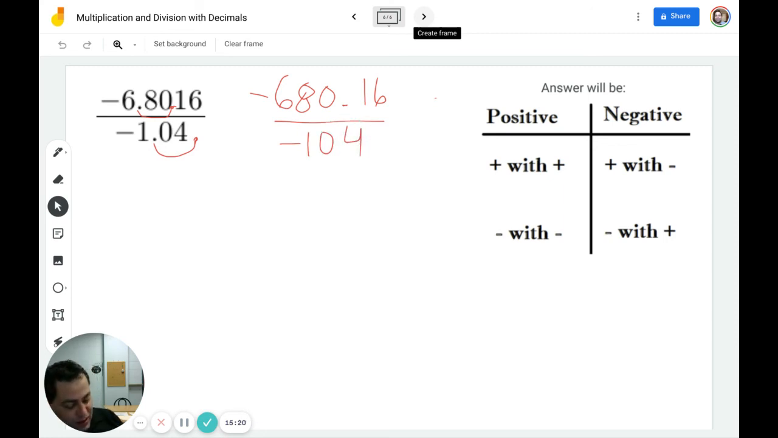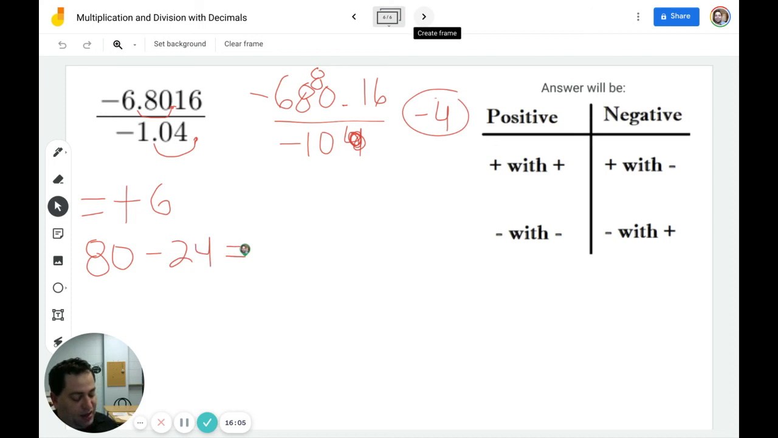So here, I know that my answer, a negative divided by a negative, is going to be a positive. I'm going to use a multiplier of minus 4. And I'm left with 680.16 divided by 10. So 10 goes into 68 6 times. 68 minus 60 is going to leave me with a remainder of 8. So I'm left with 80 here. And I have to use my multiplier. So negative 4 times 6 is going to be negative 24. And 8 minus 2 is 6. 60 minus 4 is 56.